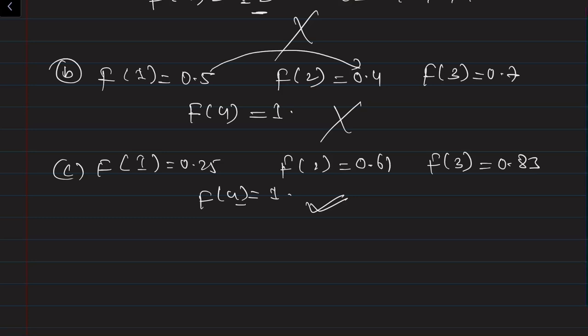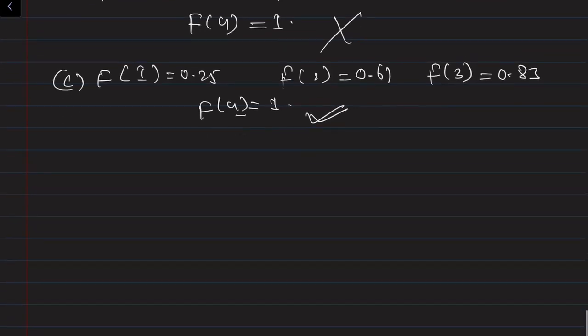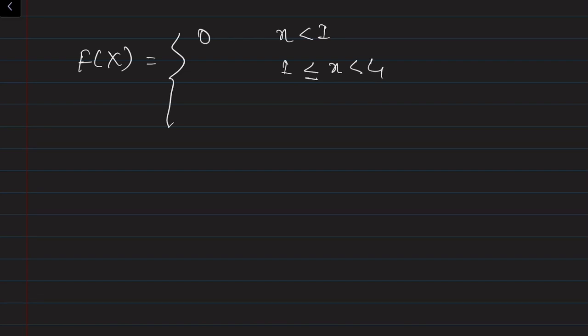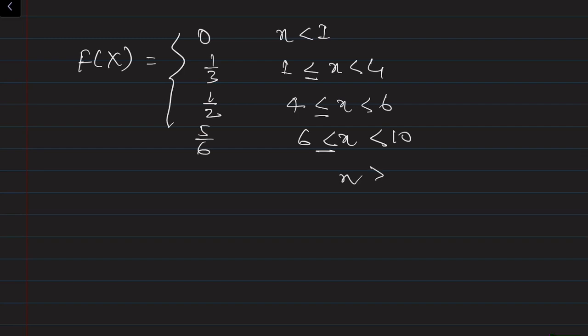Now let's do one more problem. Suppose you are given a CDF. When x is less than 1, the value is 0. When x is greater than or equal to 1 but less than 4, the value is 1 over 3. When x is greater than or equal to 4 and less than 6, this is 1 over 2. When x is greater than 6 but less than 10, this is 5 over 6. And when x is greater than or equal to 10, this is 1.